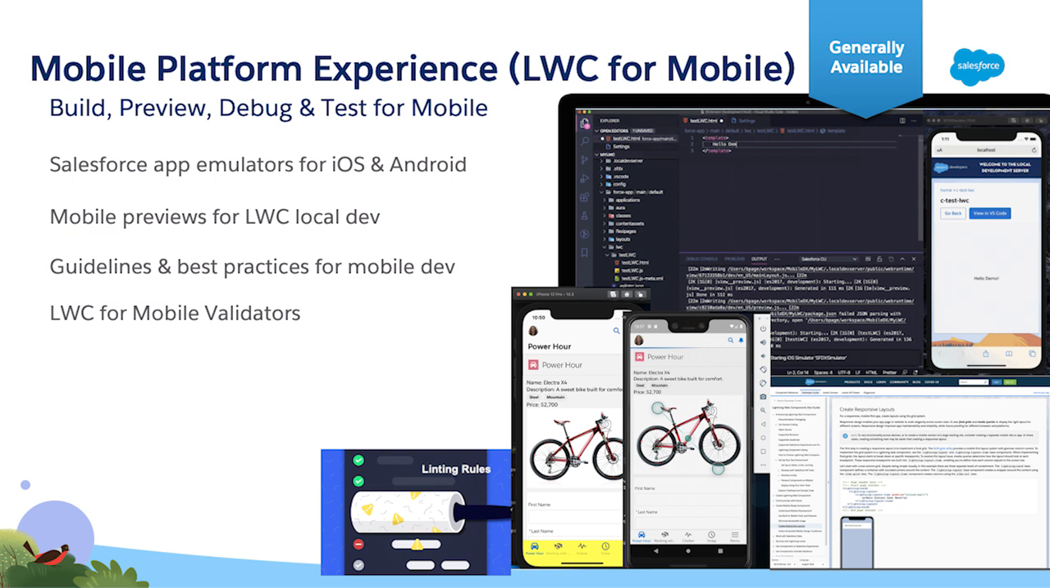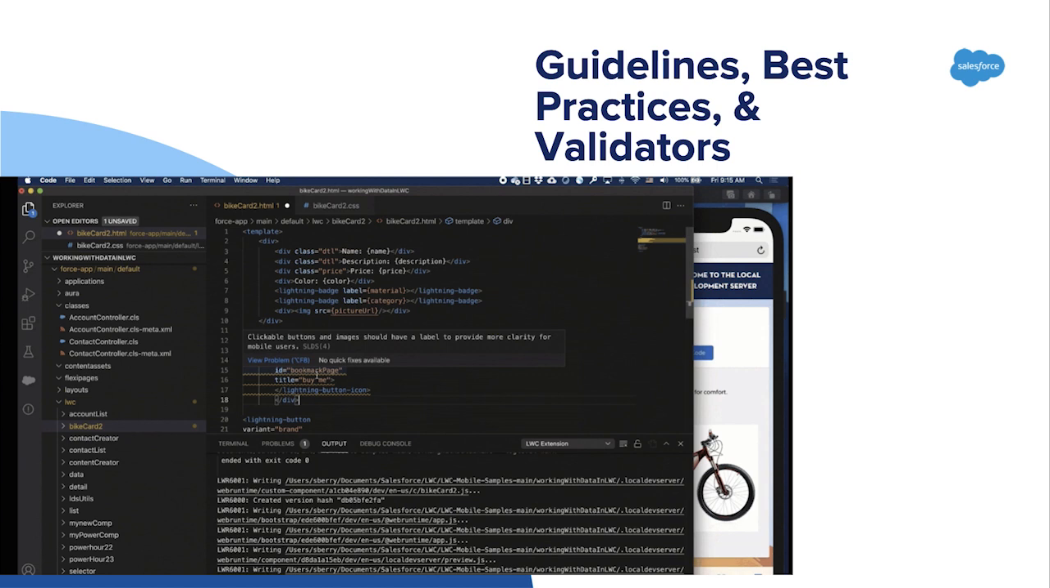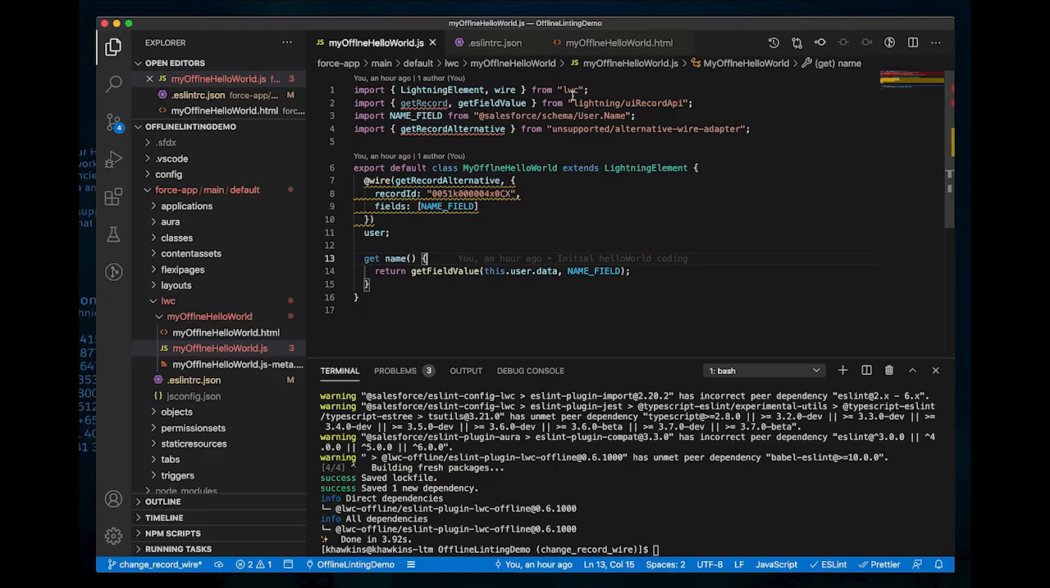For Lightning Web Component local development, developers can preview for mobile in addition to desktop browser, and those previews are instant. When getting started building for mobile, you should always start with our best practices and guidelines. But just in case you're skipping past these docs, we have validators in VS Code to provide programmatic guidance for components, CSS, and offline ability for your Lightning Web components. Let's take a look at the demo of our latest validators.